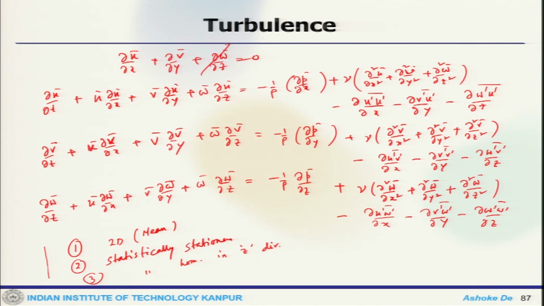So, this goes off, then this term goes off, this term goes off, then this is u, this is also u. So, this term goes off, this term goes off, this goes off, this goes off, this goes off, and this whole third dimension equation goes off. So, that is how we get a simplified system when you assume these things.